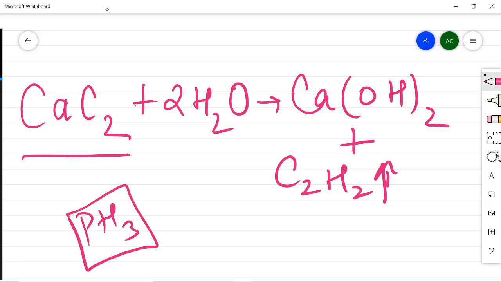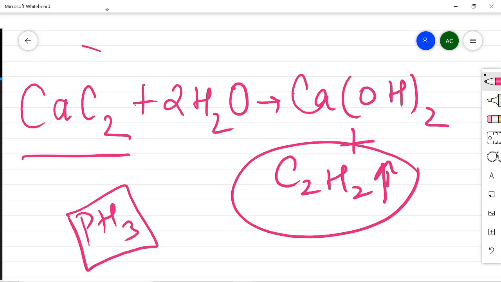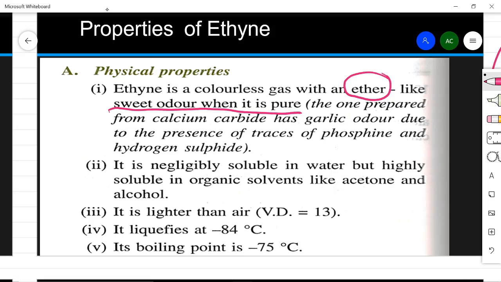Now, when it is prepared from calcium carbide, it will have an odor of garlic. Why? Because of the formation of phosphine and hydrogen sulfide as impurities when it is prepared in the lab from calcium carbide. Otherwise, when it is pure, it will have an odor of ether. So it has a garlic odor due to the presence of traces of phosphine and hydrogen sulfide. And where have this phosphine and hydrogen sulfide come from? From the impurities in calcium carbide, which was used to prepare ethyne in the laboratory.